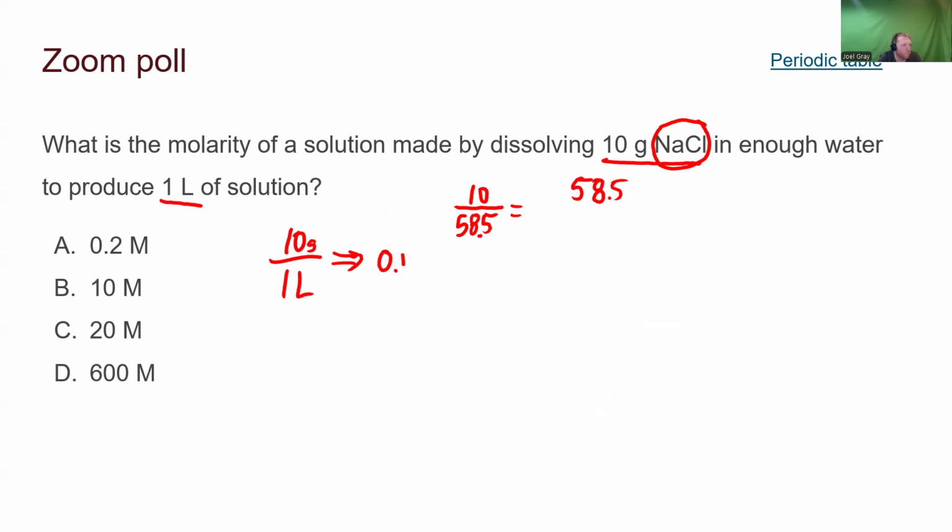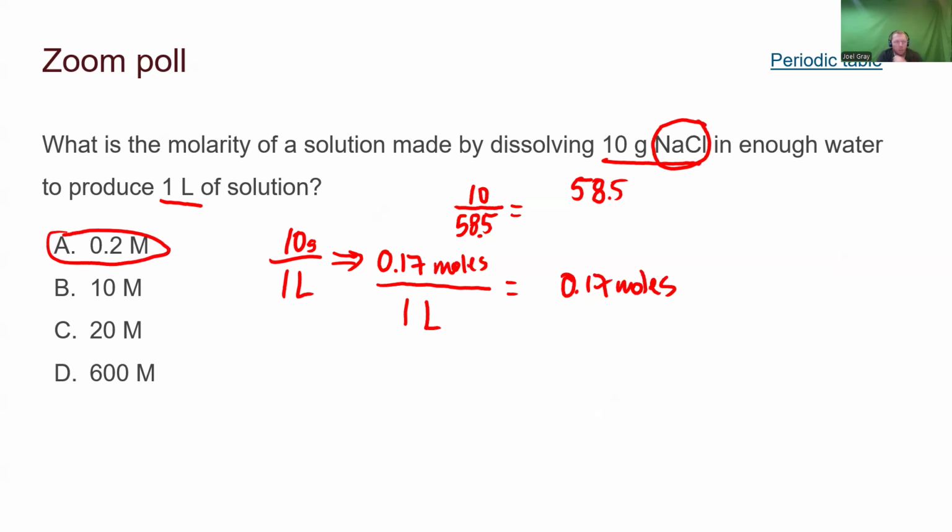So 0.17 moles. Okay, so then I'll take 0.17 and divide that by 1 liter, and that would be 0.17 moles. Now tell me what letter corresponds to what is probably the best answer for this. A, absolutely. So that's what I'd want you to mark there. Okay, now can you give me a Y or an N in chat? A Y if you understand, an N if you don't follow what we did. Okay, great.